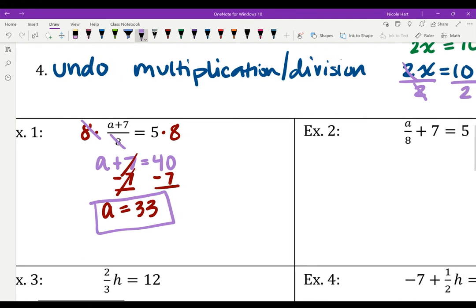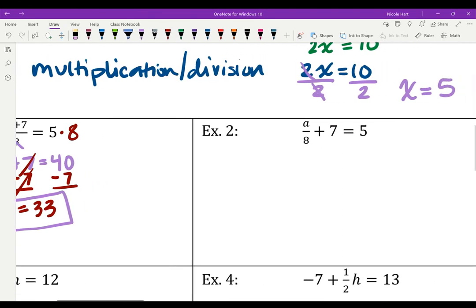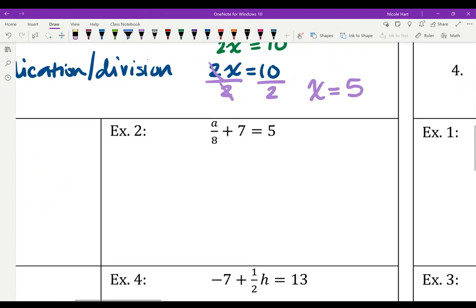Looking at example 2, that one's a little different, and you're like, hey, these are the same numbers. What are you talking about? There's a slight difference. Our 7 here is not being divided by the 8, so it's separated. So we can actually move that 7 first.